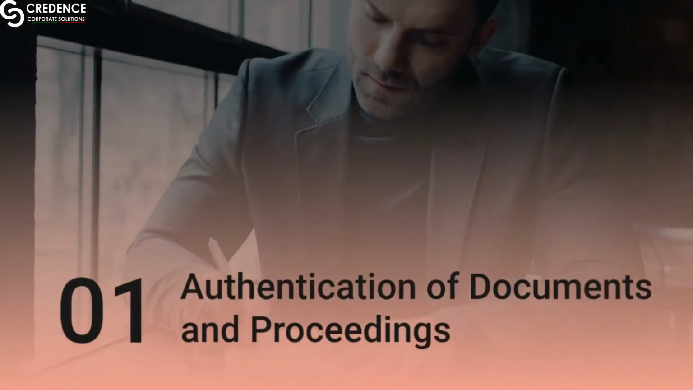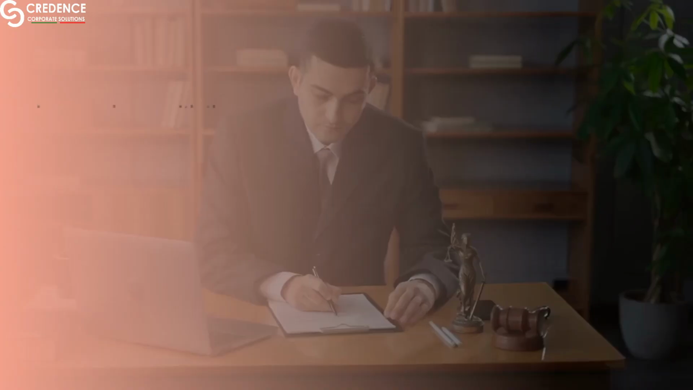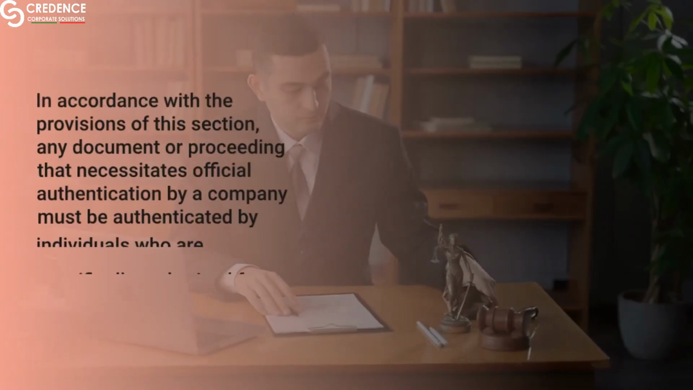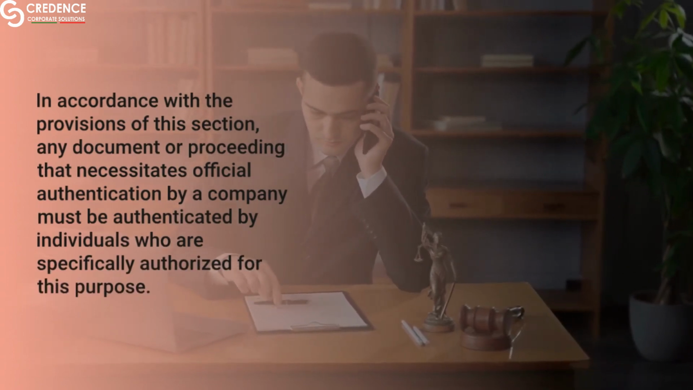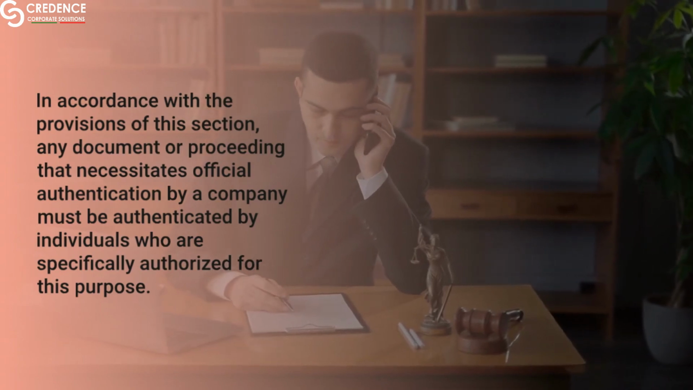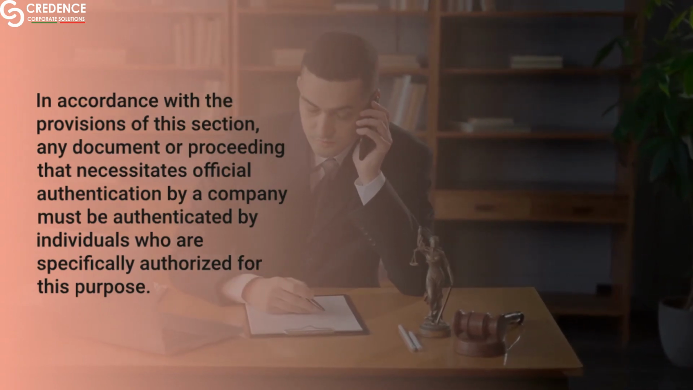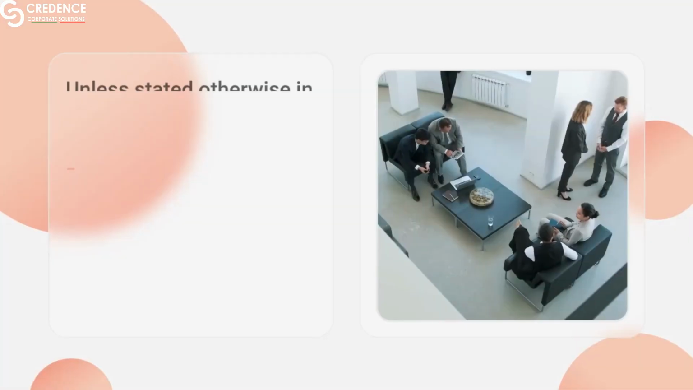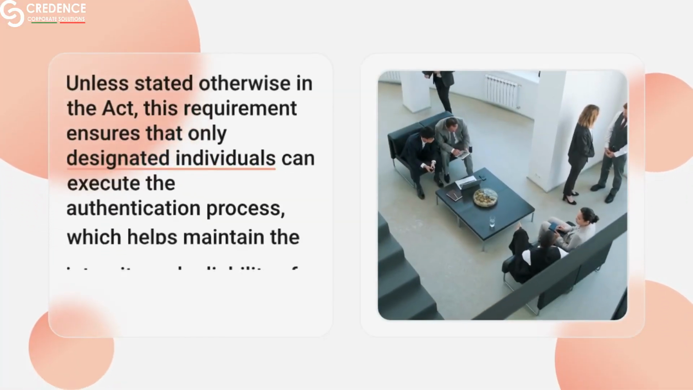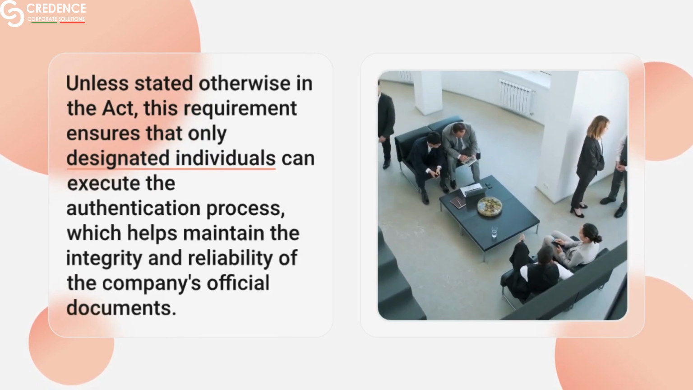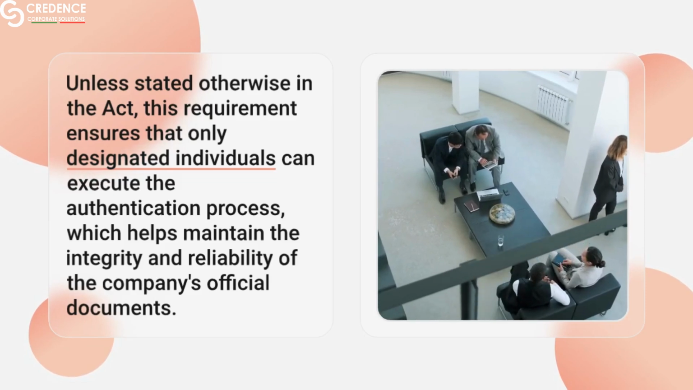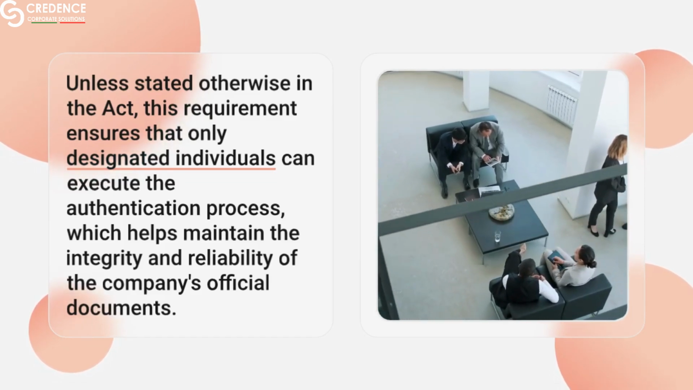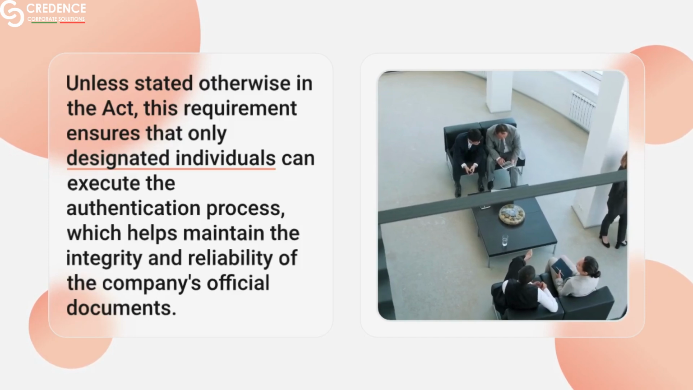1. Authentication of documents and proceedings. A. General rule. In accordance with the provisions of this section, any document or proceeding that necessitates official authentication by a company must be authenticated by individuals who are specifically authorized for this purpose. Unless stated otherwise in the Act, this requirement ensures that only designated individuals can execute the authentication process, which helps maintain the integrity and reliability of the company's official documents.